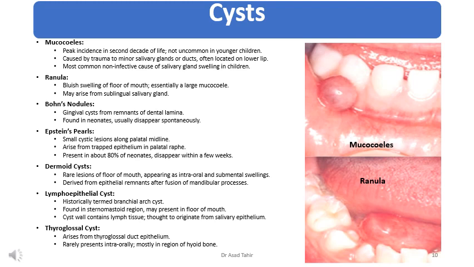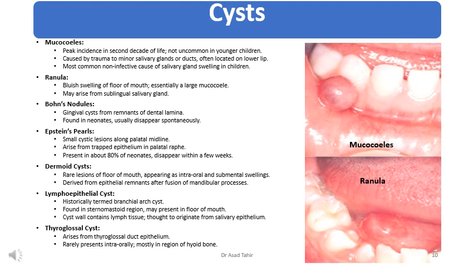Bohn's nodules: gingival cysts from remnants of dental lamina. Found in neonates, usually disappear spontaneously. Epstein's pearls: small lesions along the palatal midline, arising from trapped epithelium in the palatal raphe. Present in about 80% of neonates, they disappear within a few weeks.